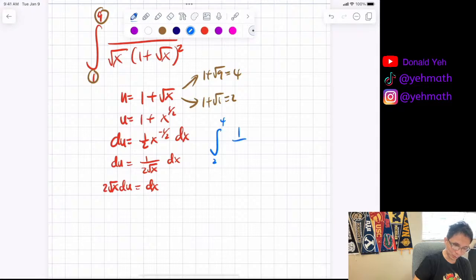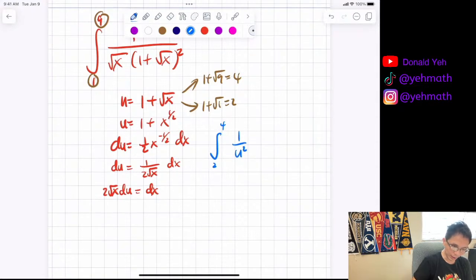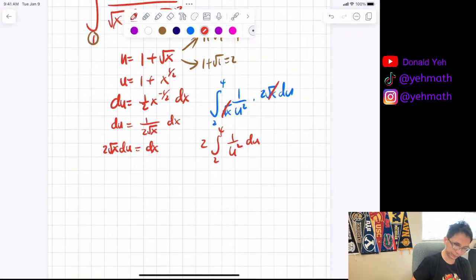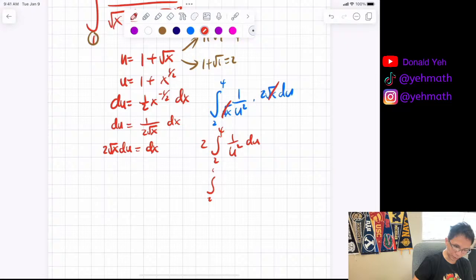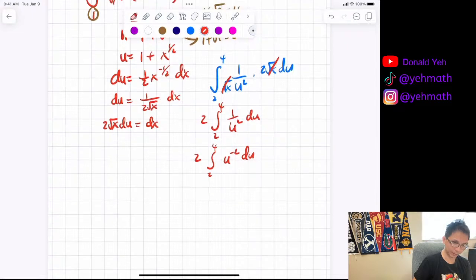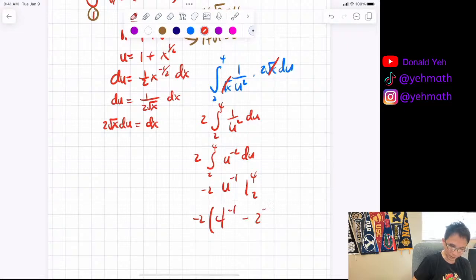And this one's going to be 1 over u squared, square root x, and then 2 square root x du. Now what happened is you do see this cancel out. It's going to be 2 to the 4, 1 over u squared du. It's going to be integration from 2 to 4, u to the negative 2 du, because you cannot take integral when they have denominator. U to the negative 1 to the negative 2 between 4 to 2. Negative 2 is going to be 4 to the negative 1 minus 2 to the negative 1.